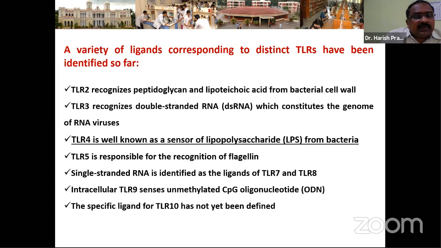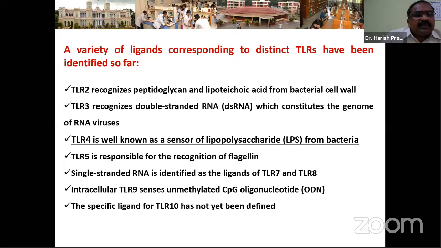When it comes to TLR3, which is in the endosome, it recognizes double-stranded RNA. If it is single-stranded RNA, it will be recognized by TLR7 and 8. The main focus is TLR4, which is well known as a sensor of lipopolysaccharide, especially from bacteria. This is the one which recognizes most, even the plant polysaccharide.